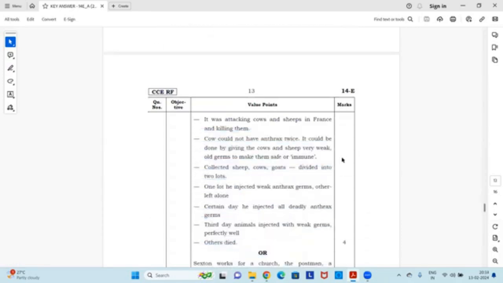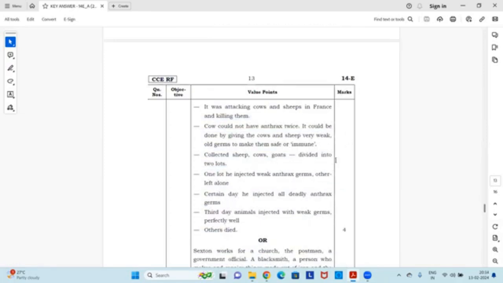It was attacking cows and sheep in France and killing them. A cow could not have anthrax twice. It could be done by giving the cows and sheep very weak, old germs to make them safe, or immune.